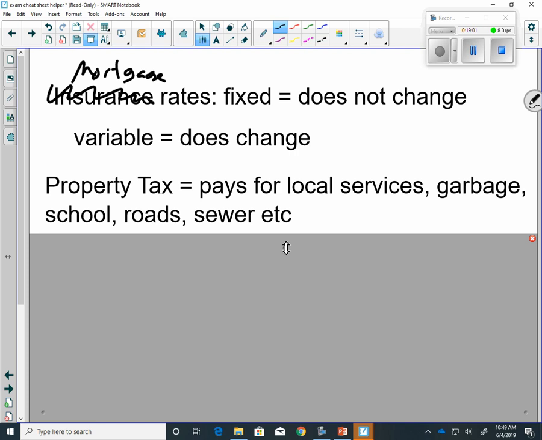Property tax pays for local services like garbage, your teacher and EA wages, roads, sewer, and general improvement in the town, making things look nice, potholes, what have you, right? We all have to pay our share of property tax. And remember that the general idea is that the more expensive your home, probably the more you can afford to pay in property tax. One way to keep your property taxes low is don't buy a big, fancy home.